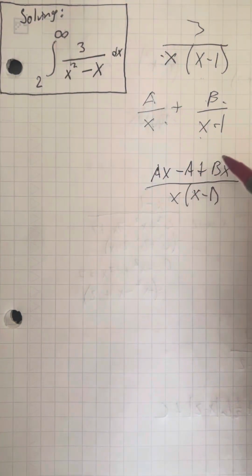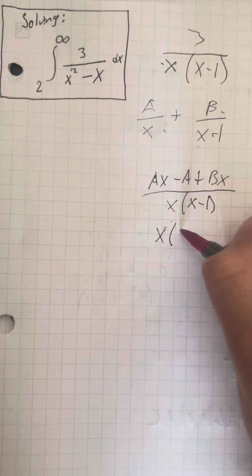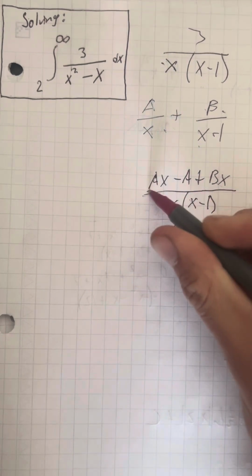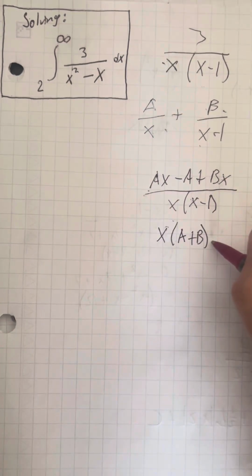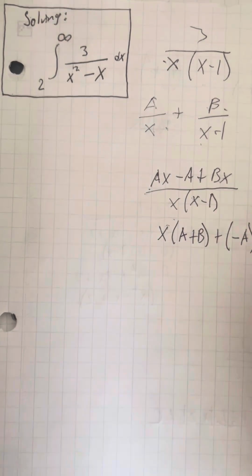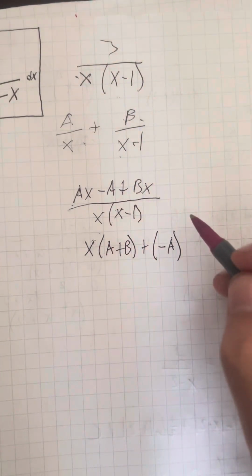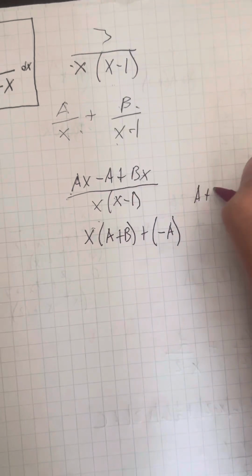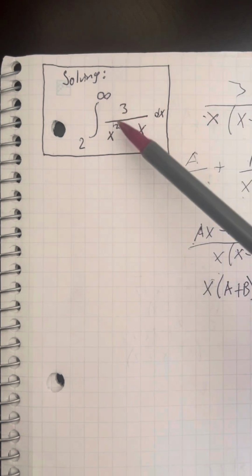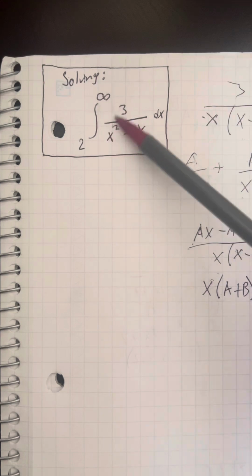All right, now that we have this, we have to factor out the x. The reason we do this is so we can know which are the x terms and which are the constant terms. So we have a times x plus b times x, plus negative a. So a plus b would equal what? You guys stop and think. What do you think the x term is here? It would be 0 since there's no x there.